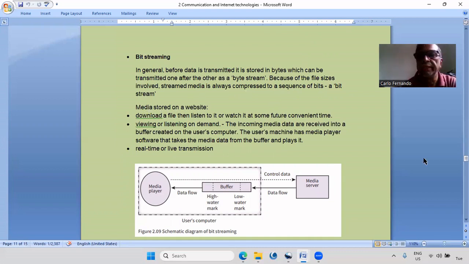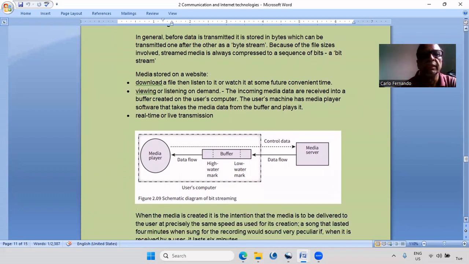Media stored on a website. Let's look at this instance. Some media, maybe a video file or something, stored on a website. Now you want to access it. One way is to download a file, then listen to it or watch it at some future convenient time. When you do that, you can't listen to it until the file is completely downloaded. And you can watch any number of times later on.